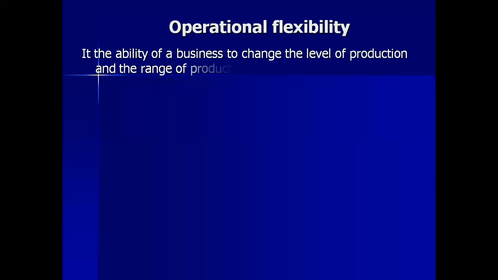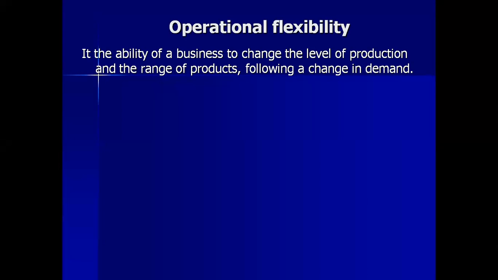All right, students. So the next topic, after CAD and CAM, is operational flexibility. This is actually an ability of a business. Let's have a look at the definition. It is the ability of a business to change the level of production and the range of products following a change in demand. That is how quickly a business can respond to a change in the market.